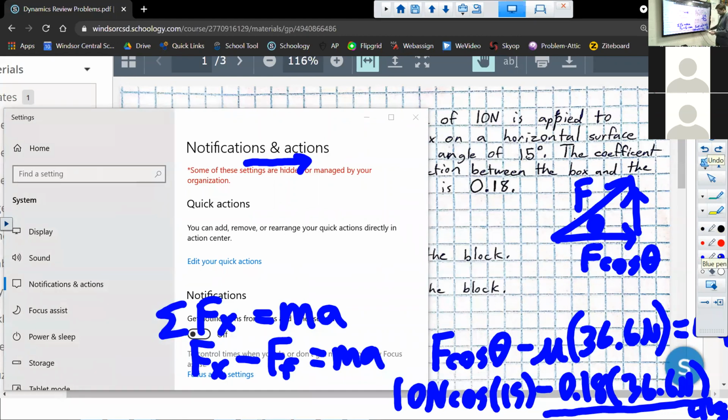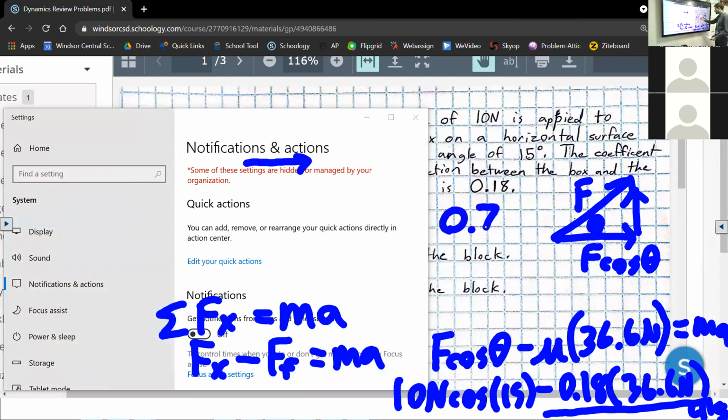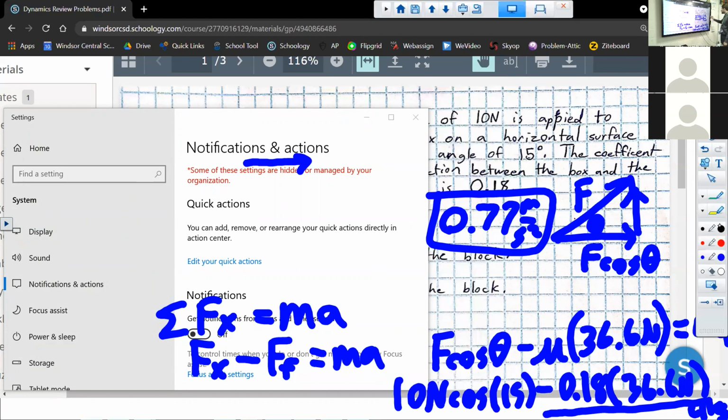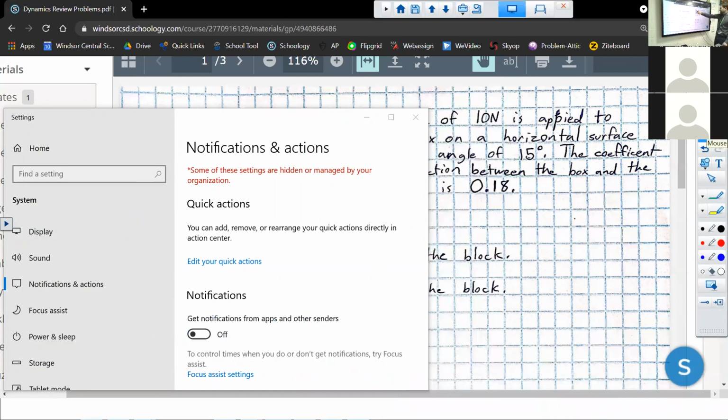The answer is 0.77 meters per second squared. That's the acceleration of the system. Good. All right. So we got time left.